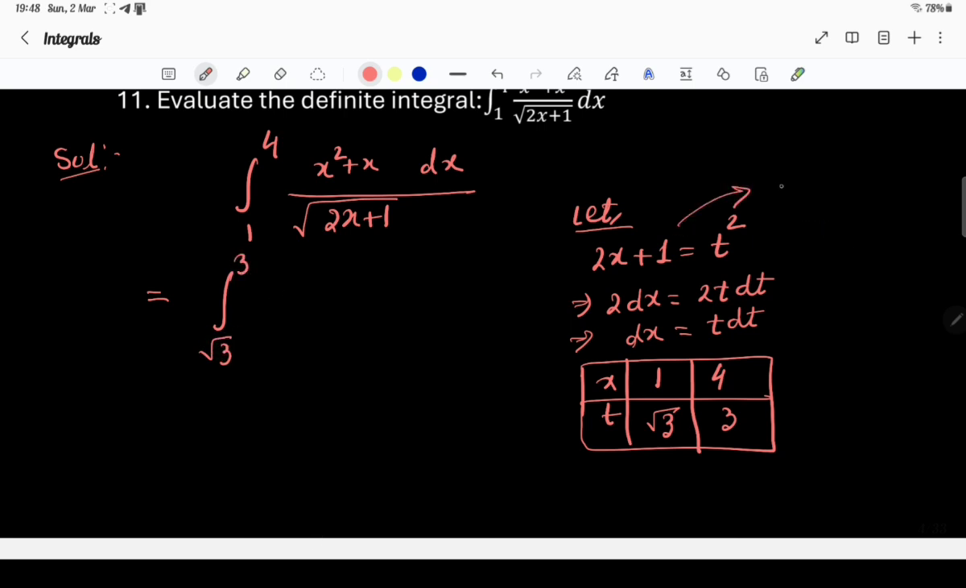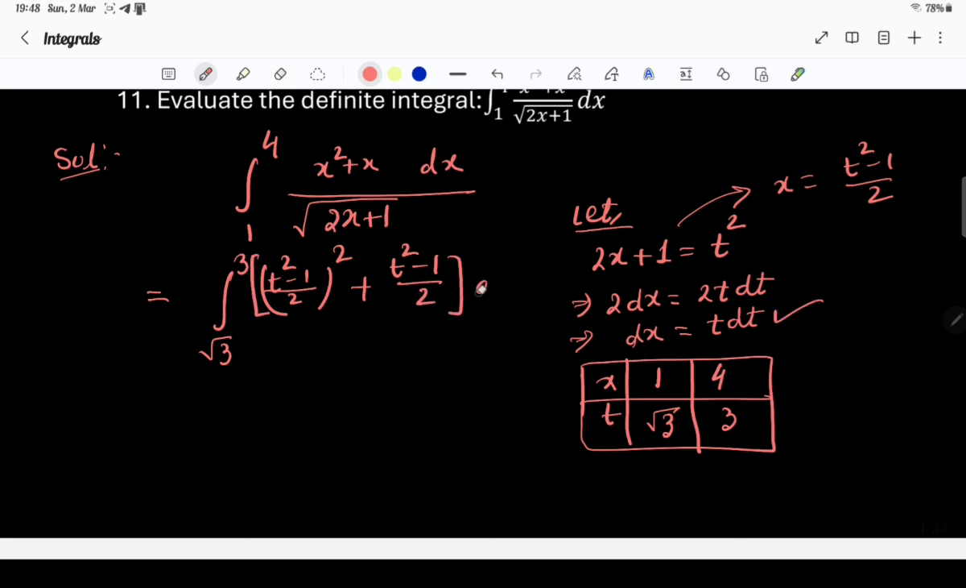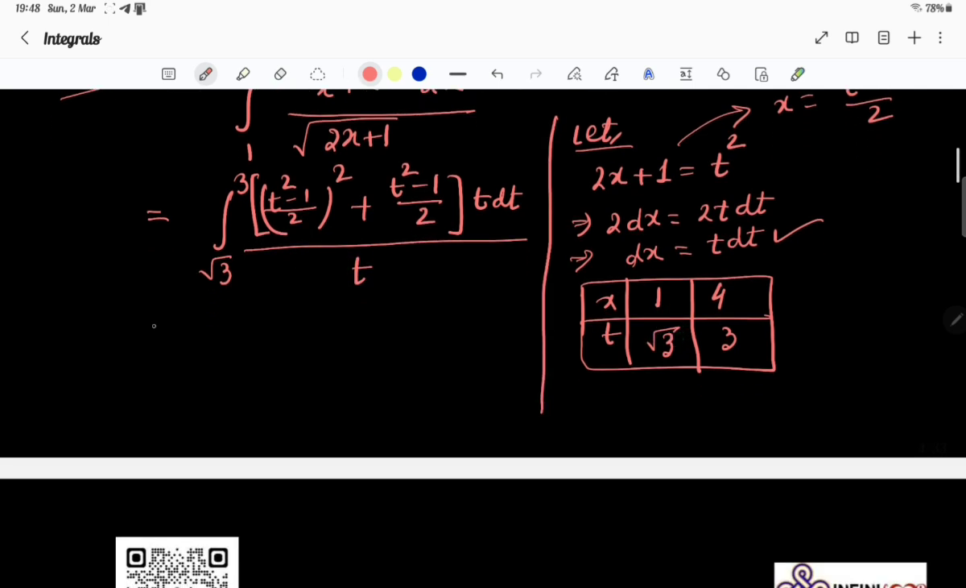Acha, can I write x equals (t square minus 1) by 2? Now from here, put (t square minus 1) by 2, its whole square, plus (t square minus 1) by 2, and dx equals t dt, so write t dt, divided by t. Root over 2x plus 1 is t, I have taken, so it is coming root 3 to 3. Now we have to simplify this, so t gets cancelled at first.